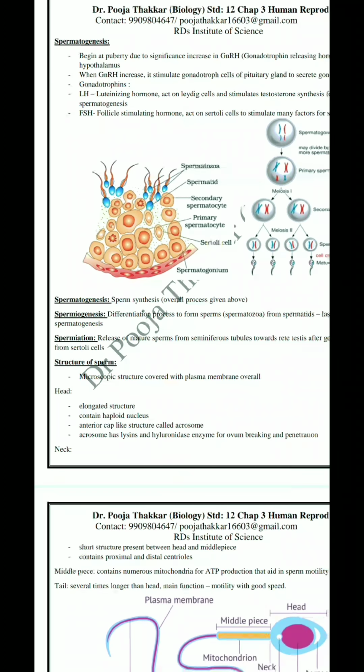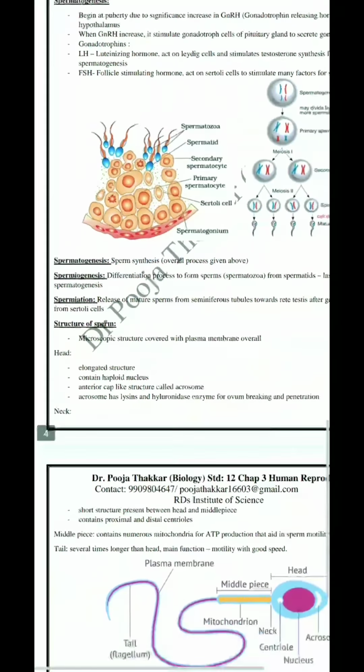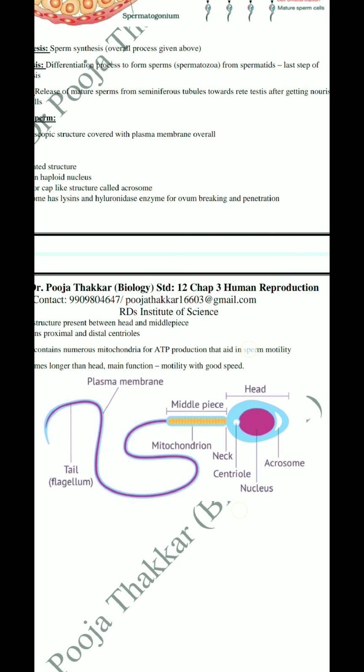Now, the last part of this session is the structure of the sperm. I'll show you the diagram of the sperm, which has a head, the neck portion, the middle piece, and the last portion is the flagellum or tail. Now the head portion basically has the acrosome and a haploid nucleus. The acrosome, present at the tip of the head of the sperm, contains digestive enzymes called lysins and hyaluronidase, which have the ability to penetrate the wall, or specifically the membrane, of the ovum.